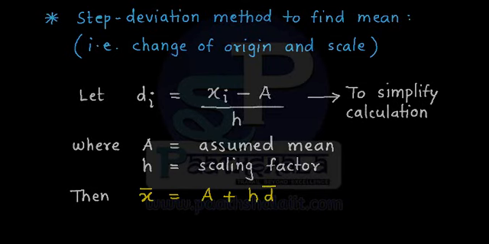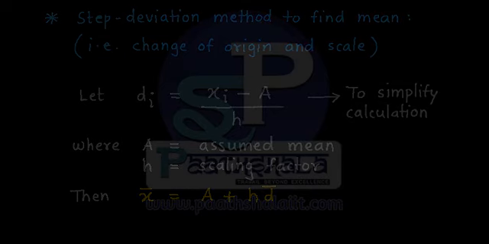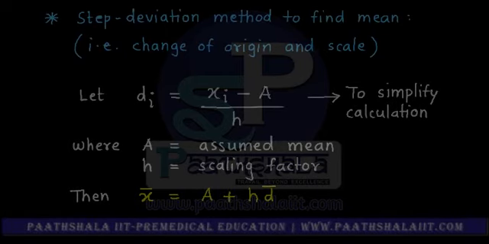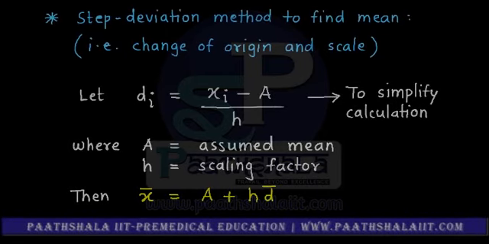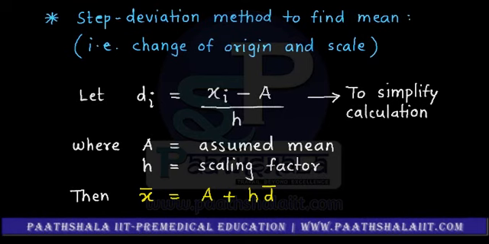Now let us see how to use the step deviation method to find the mean. This is also called the change of origin and scale. Here, we define a new variable, say di, as xi minus A whole upon h, and the purpose of doing this is to simplify the calculation. In this formula the capital A stands for some assumed mean, that is, we take tentatively some mean as per our choice, and small h is the scaling factor.